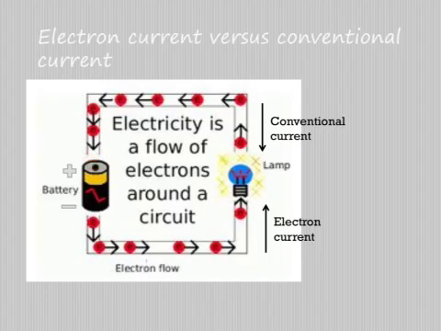It comes out of the negative terminal of the battery and into the positive terminal of the battery. The true current is the electron current. Conventional current is only by convention. It is conceptual, whereas electron current is real.